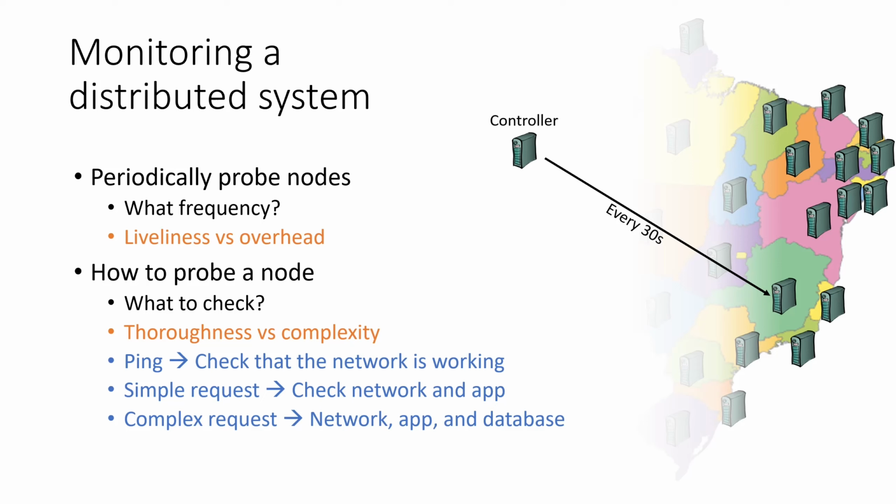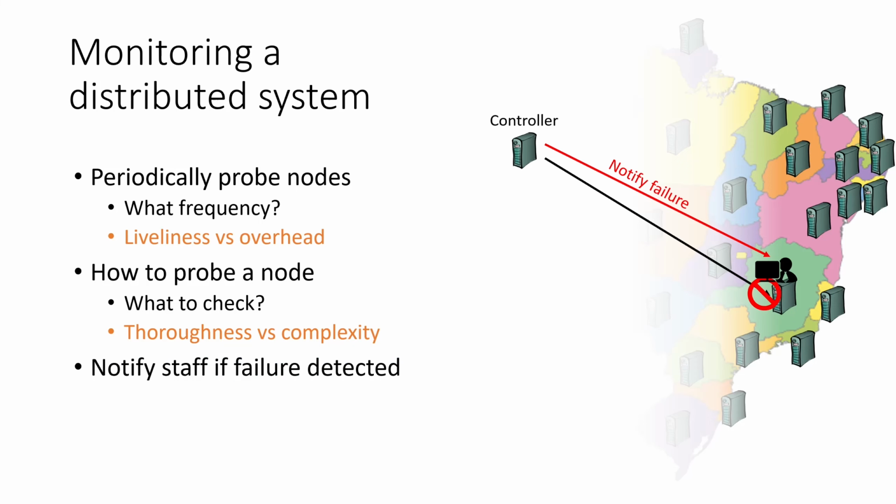So if we make a more complex request, then we also check that the application is running and, for example, that the database is responsive. And the operator has to decide exactly what query is best to use. So here we might probe every 30 seconds and request the number of recent queries on the database so that we get a good idea of whether the application is behaving as expected. And when we detect a failure, we notify local staff so that they can go and fix it.